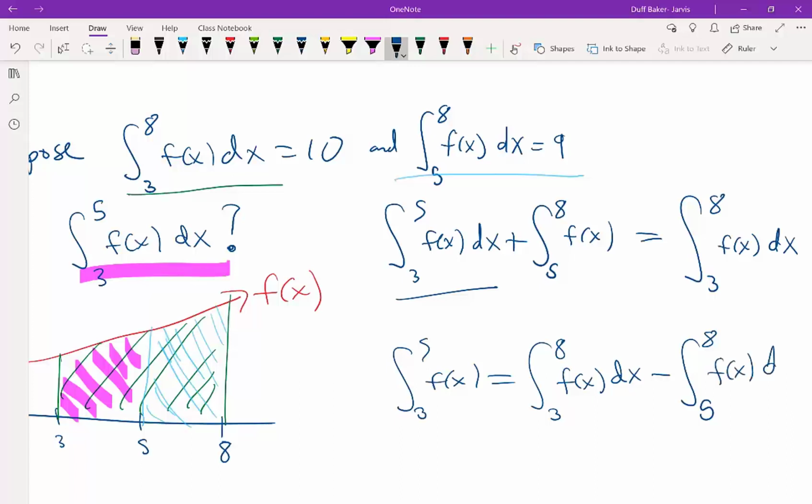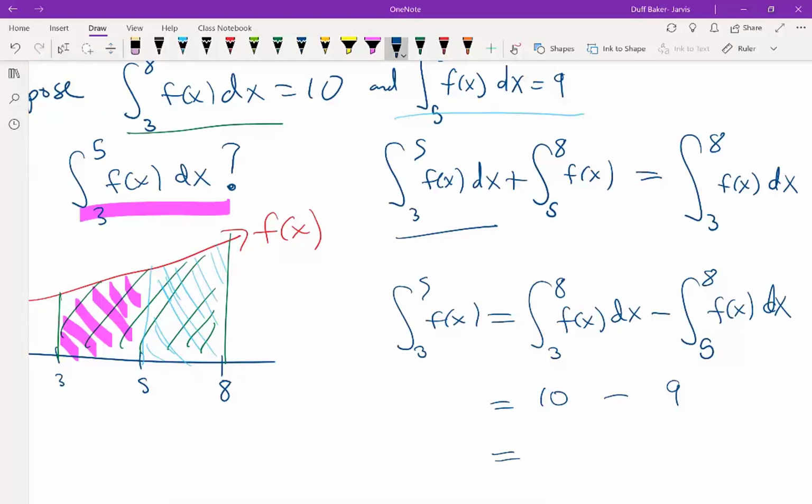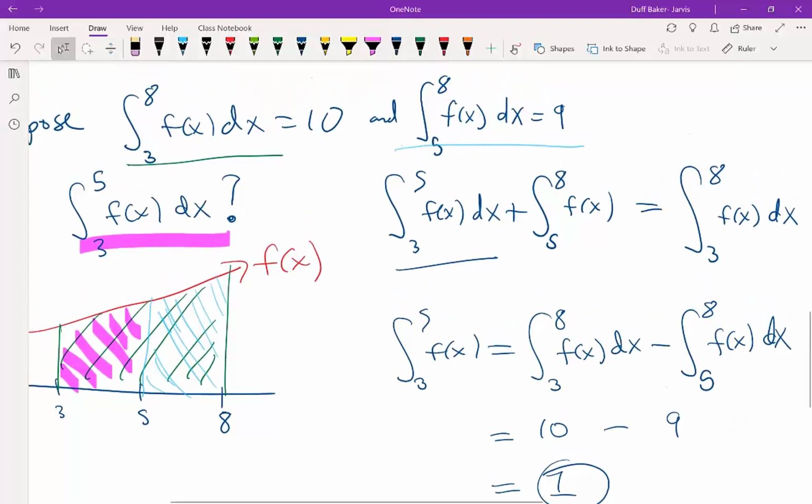And we know both of these numbers, right? So from 3 to 8 was 10, from 5 to 8 was 9. So the part that's left over is 1. Okay, so that sort of thing can be useful as well when you're either splitting up or combining these integrals. You can also do them from left to right.